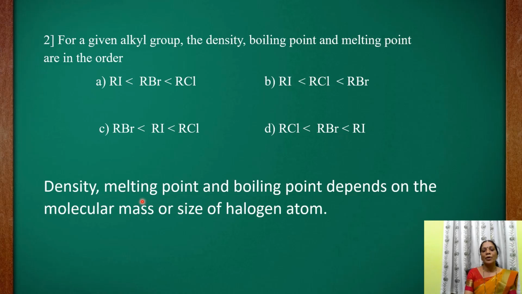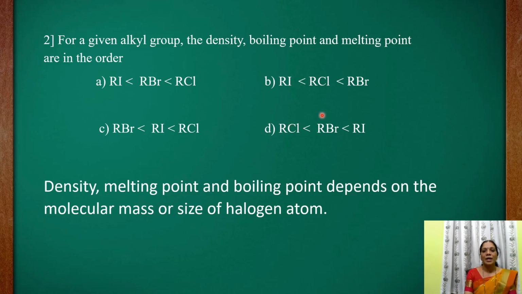Melting point, boiling point and density always depend on what? Molecular mass, nothing but the size of the halogen atom, because the R is an identical group here. It always depends on the size of the halogen. Halogen size here is maximum for iodine in the given options. Therefore, RI has a higher molecular mass. Therefore, the density, melting point or boiling point of alkyl iodide is higher than alkyl bromide. Next comes alkyl chloride. Hence, in the given options, which is the correct option here? Option D. This is the correct option. Option D is the correct option.